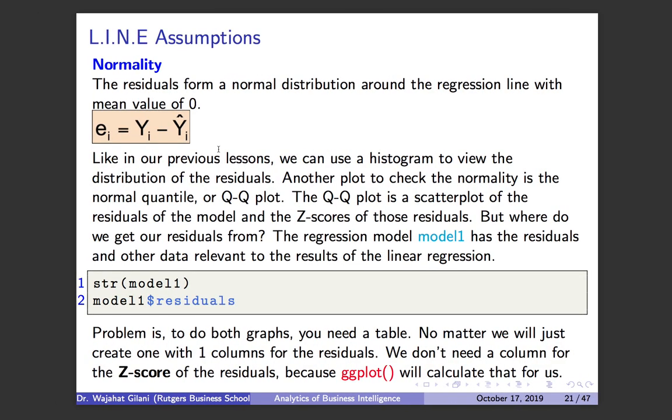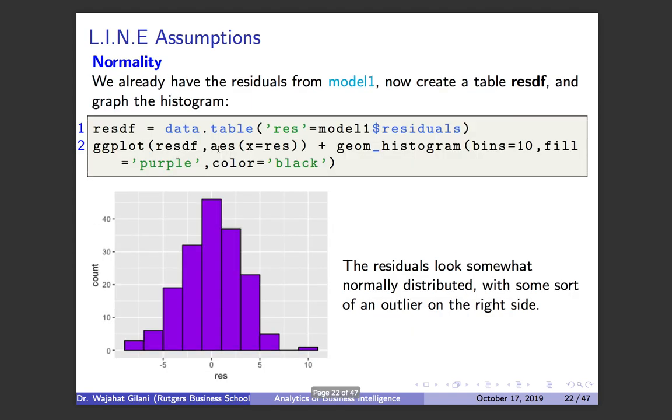Now, again, the problem is to do both graphs we need a table. That's not a problem. We can create a data table with just one column. And we don't need to go ahead and calculate the z-score. Well, we obviously can, we have functions to do it, because ggplot, because it's awesome, will do it for us. So let's go ahead and rock this. Let's do the histogram graph first.